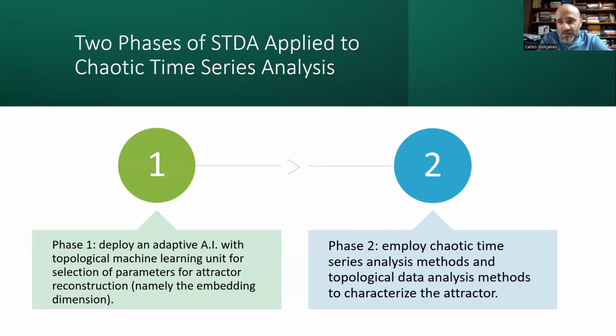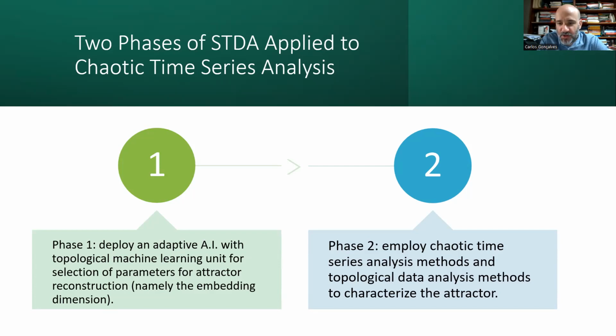And to address this, smart topological data analysis can be applied. And there are two phases. Phase one is to deploy an adaptive AI with a topological machine learning unit for selection of parameters for attractor reconstruction, namely the embedding dimension. And this is effective, as I said earlier, also in cases where there occur bifurcations, that is, changes in attractor stability and changes to another dynamical regime.